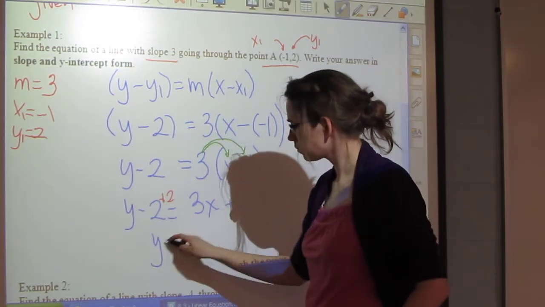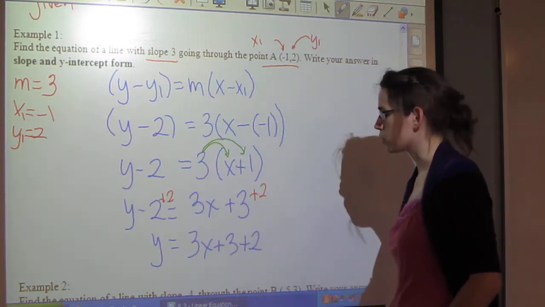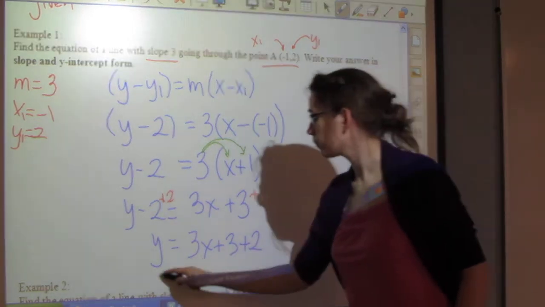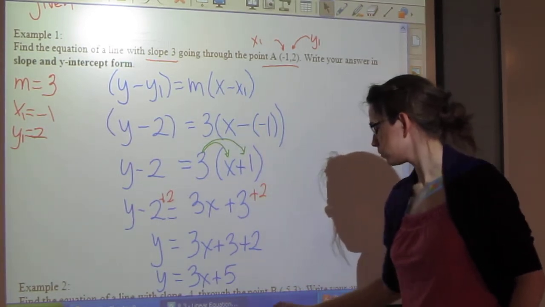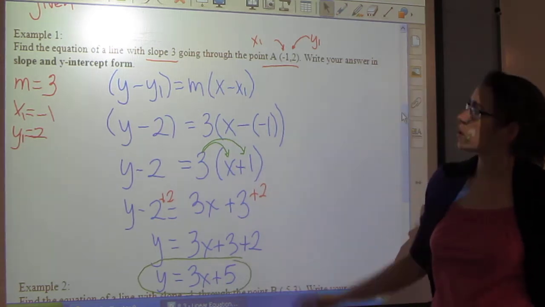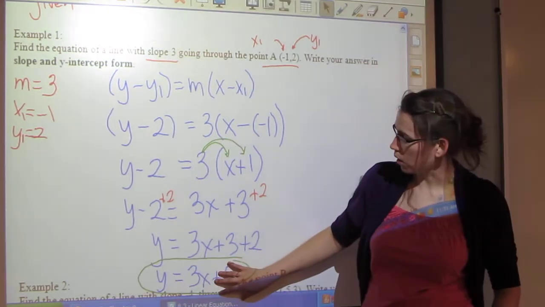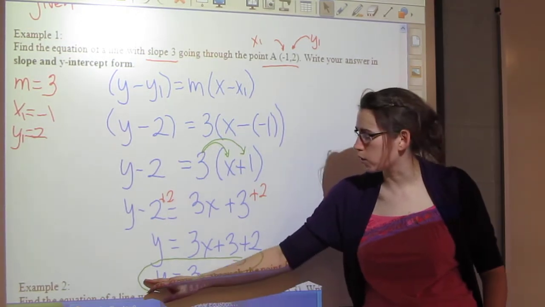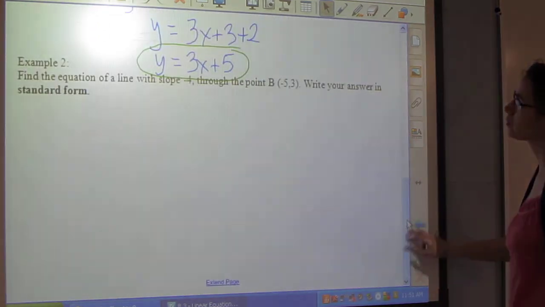So we get y is equal to 3x plus 3 plus 2. And this 3 plus 2 we can simplify to 5. Y is equal to 3x plus 5. We know this is in slope and y-intercept form because all of my terms other than my y are on my right side, and the number that's in front of my y is a 1. Remember, if all I have is just a y and there's nothing in front, it's understood to be a 1. So we're done example 1.